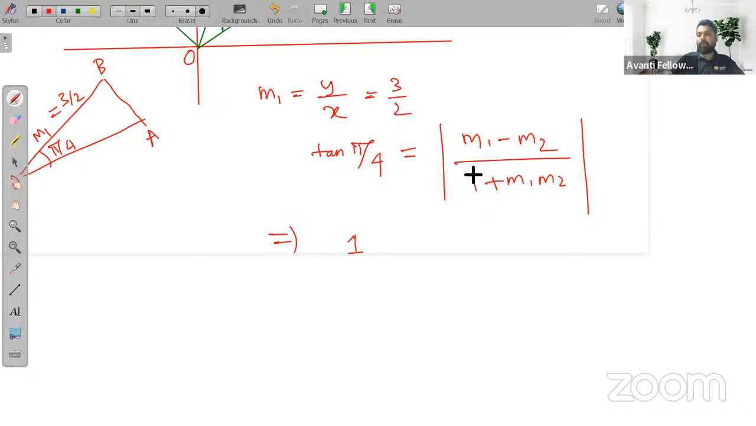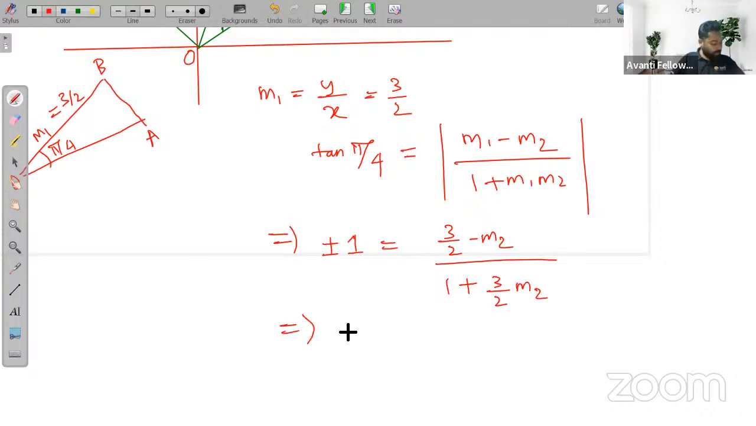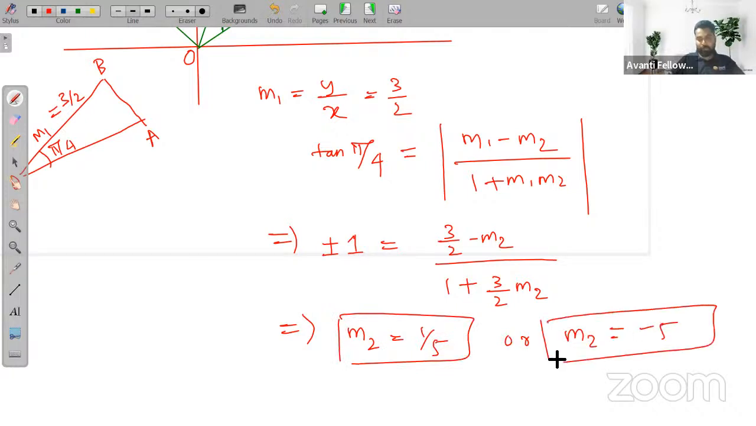If we remove the modulus, we get plus and minus. So plus or minus 1 is equal to (3/2 minus M2) upon (1 plus 3/2 M2), since M1 is given as 3/2. By solving these two equations, I am getting two slopes. One is M2 equal to 1/5, or M2 is -5.